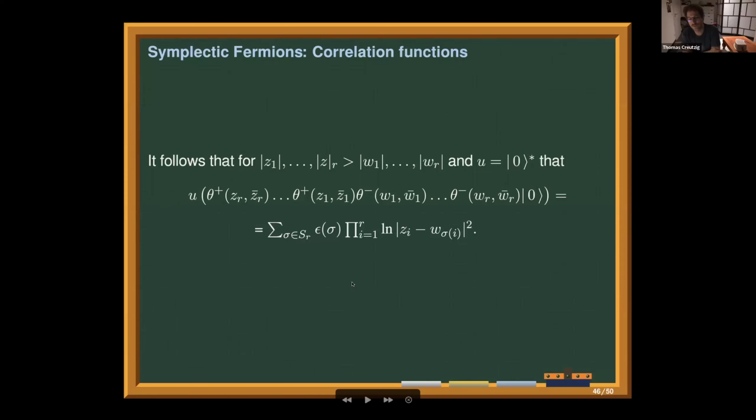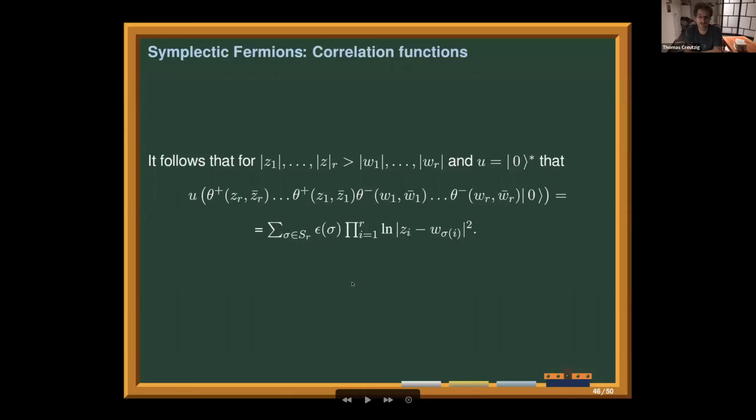Anyway, the important point is, of course, the form of the expression. And what's the difference to the free boson? Well, the free boson was a product of the differences of insertion points to certain powers dependent on the weight of the Fock modules. And here we get logarithms, hence justifying the name logarithmic conformal field theory.